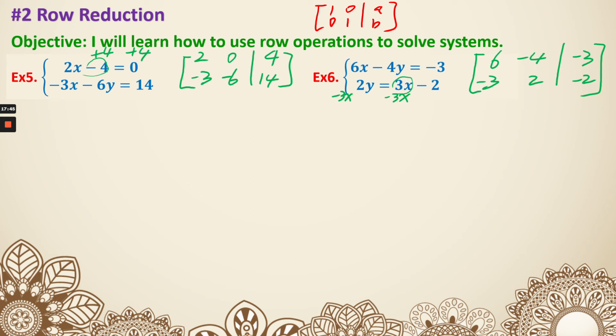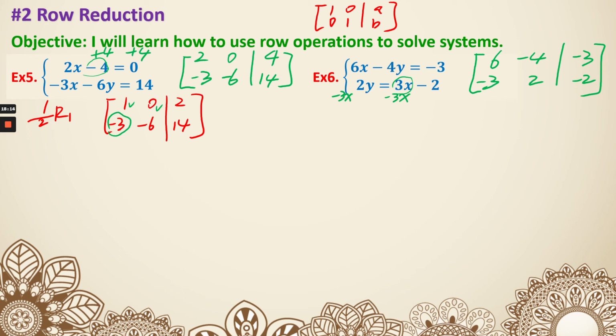Let's see. First, example 5, we do not have any 1s we can just swap into. So I am going to multiply by the reciprocal to get the 1. So the first row is multiplying by the reciprocal. We got 1, 0, 2. And then we have -3, -6, and 14. These do not change. And lucky enough, we have this 1, and we have that 0. Perfect.